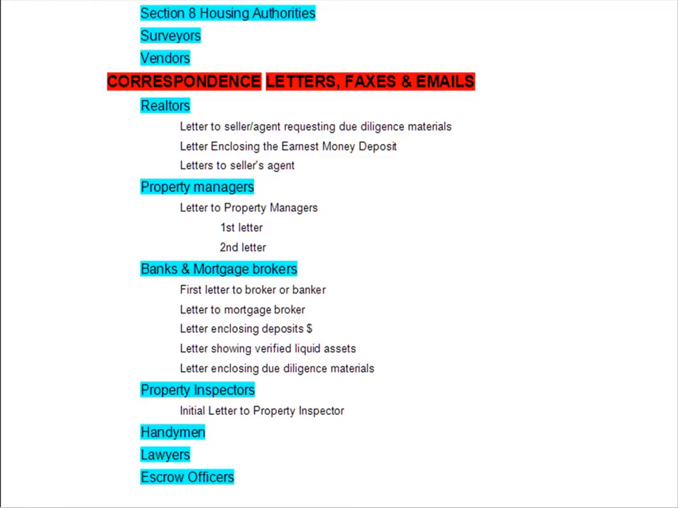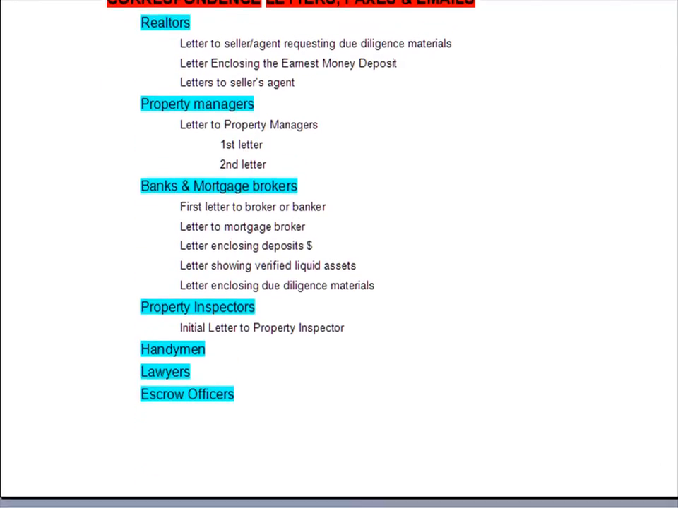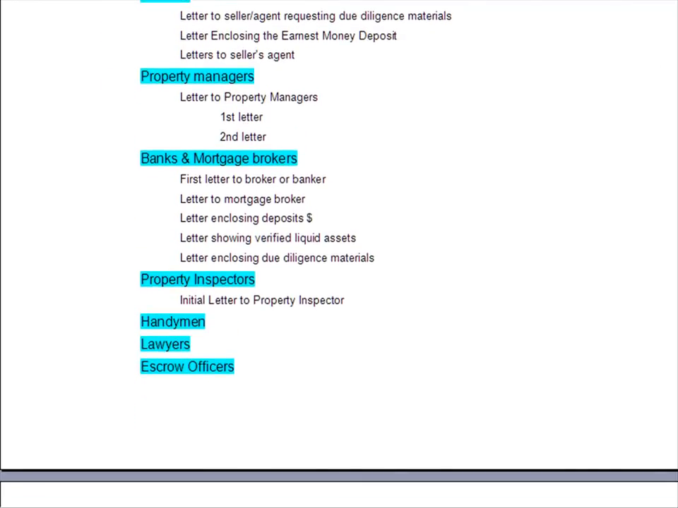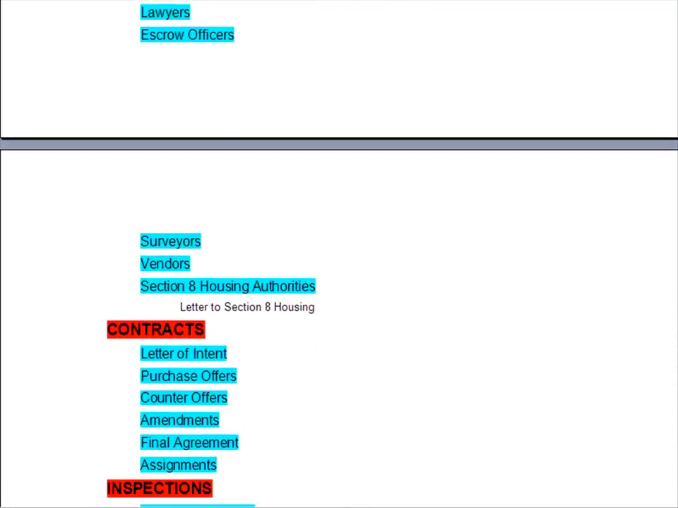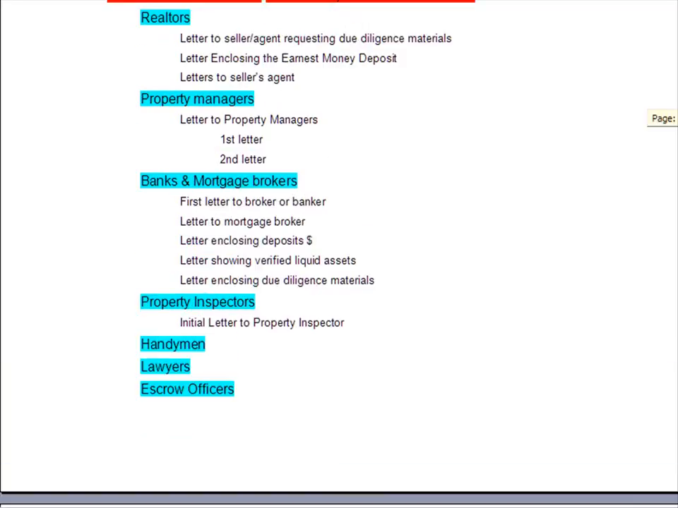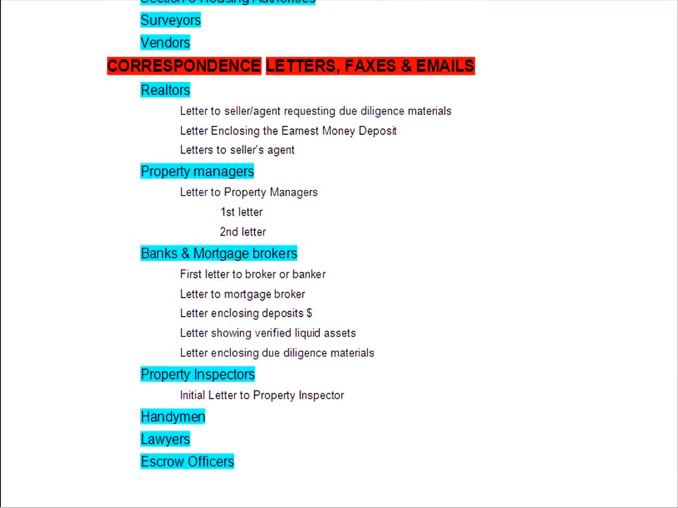Other parties that will come under the correspondence, letters, faxes, and emails would be property inspectors, handymen, lawyers, escrow officers, surveyors, vendors, possibly Section 8 housing authorities. And again, this isn't an exhaustive list, and you may wish to add to it. This is for the purpose of producing hard copies.